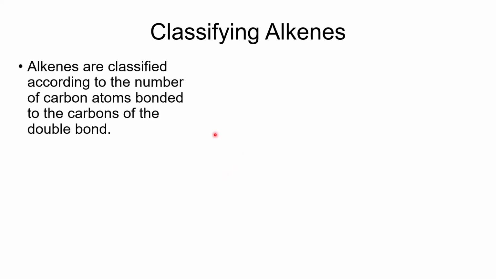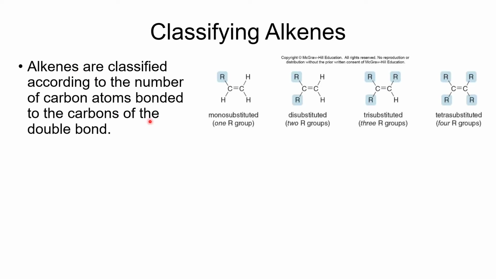All right, classifying the alkenes. We can classify alkenes based on the number of carbons that are attached to the carbons that are part of the double bond. So if we only have 1 carbon attached to the double bond, so we have 3 hydrogens and 1 carbon, then that is a monosubstituted alkene. If there are 2, then that is disubstituted. 3 is trisubstituted, and 4, of course, is tetrasubstituted.